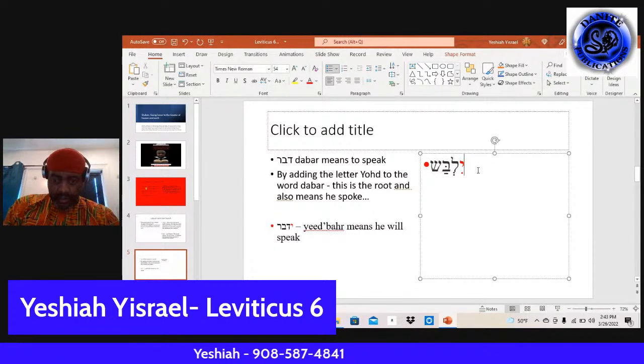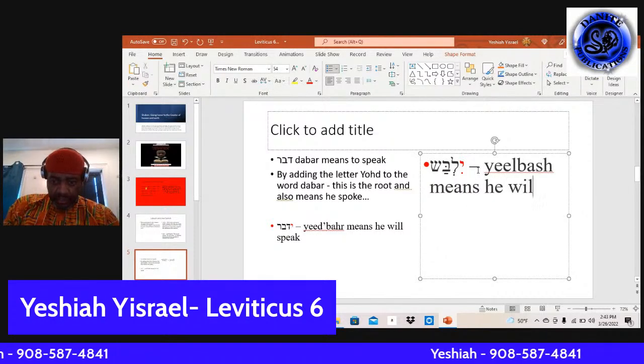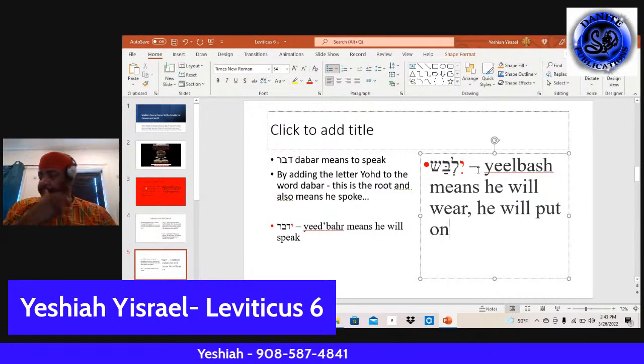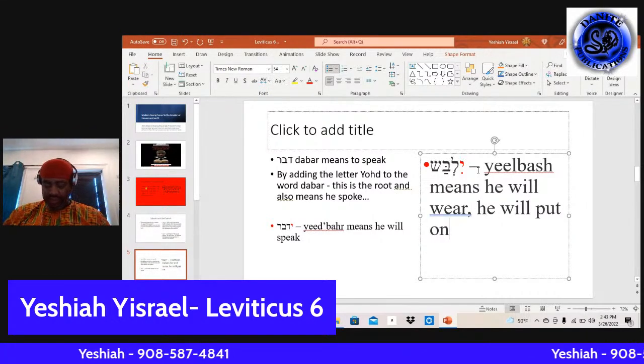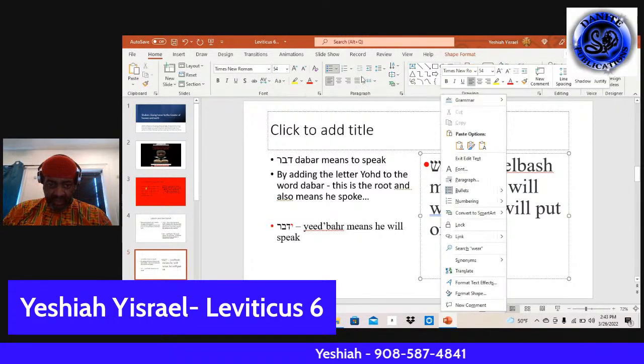Now, this word here means he will wear, he will put on. Now, this is speaking, obviously, in most cases of garments. So I just want to point that out in that particular case.